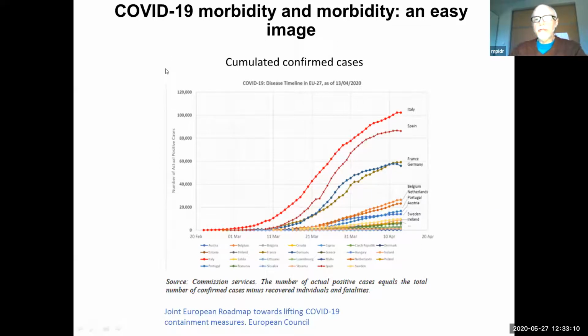And if one tries to present this information in a simple way, like in one European Commission document, it's just a rise, and it looks very logical. These are accumulated numbers of cases of disease: Italy and Spain, then there is a gap, then France and Germany, another two big countries, and then countries with smaller populations. So everything is fine, an easy image.